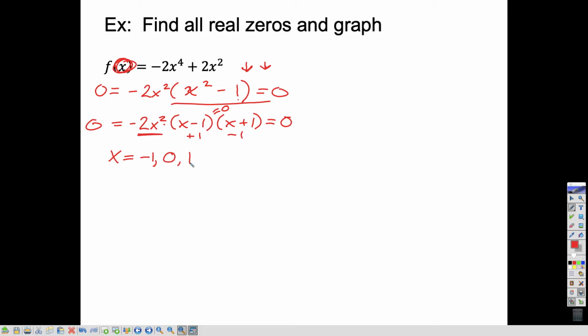So negative 1 had a multiplicity of 1, yes? I had one of those factors. And 1, I had one of those factors. But my 0 was a multiplicity of what? 2. So I write that up top, so you know it's 2. I think the book writes out mult, M-U-L-T, 2. If you need to do that, okay? But what does that tell me that this graph is going to do at 0? Is it going to go through 0? No, it's going to bounce. Okay, so we know it's going to start down and end down.